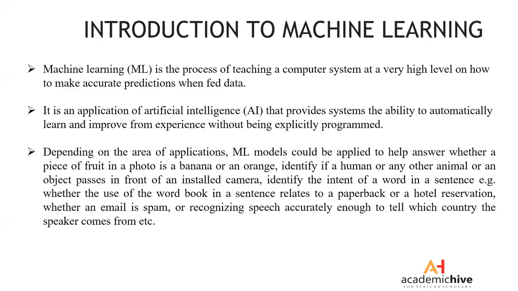Depending on the area of applications, machine learning models could be applied to help answer whether a piece of fruit in a photo is a banana or whatever, to identify an object, so to say, to identify if a human or any other animal or an object passes in front of an installed camera. So you see, identify. So basically, for identification, to identify the intent of a word in a sentence, e.g.